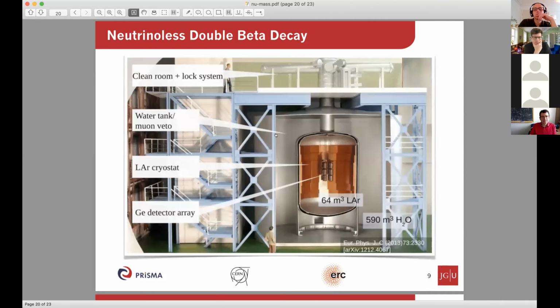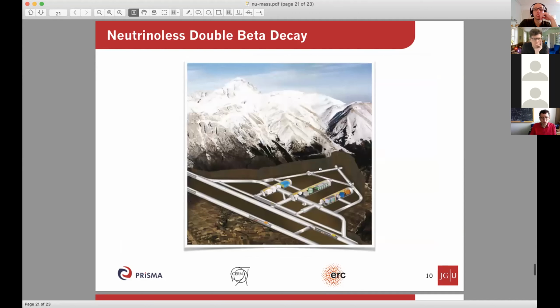Here's a setup that does this. This is the GERDA experiment in the Gran Sasso lab. There's a lot of shielding around it. And then the actual detectors are these small germanium crystals in here. This is where the actual neutrinoless double beta decays are supposed to happen and where the energy of the outgoing electrons is supposed to be measured.